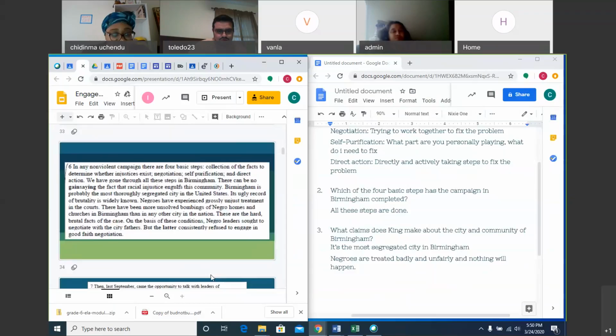We are talking about paragraph 6, right? Yeah, that's what we have on screen. Reading through the paragraph, he's stating that there had been bombing of Negro homes and churches, buses, and that has been happening more in Birmingham than in any other city in the nation. So he's putting those examples so people can see what's really going on in this city with the Negro community. So bombing is one of the examples.